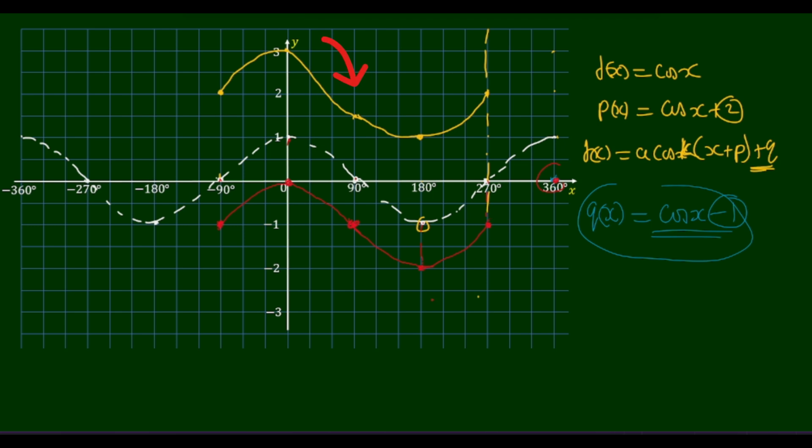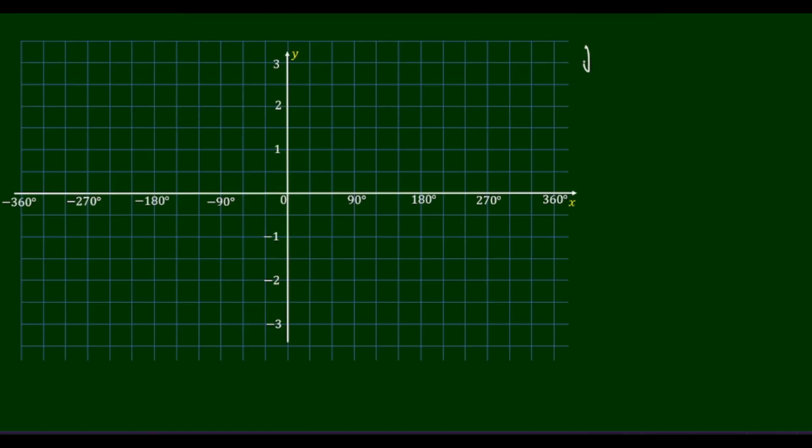Right, let's move on to the next one. Now we're going to look at the effect of k. The effect of k is one which is sometimes giving us problems. Let's say we have the graph, let's call it m of x. Let's say f of x is equal to cos x. Then let's say m of x is equal to cos 2x. We're going to sketch this graph from negative 180 degrees to 90 degrees.